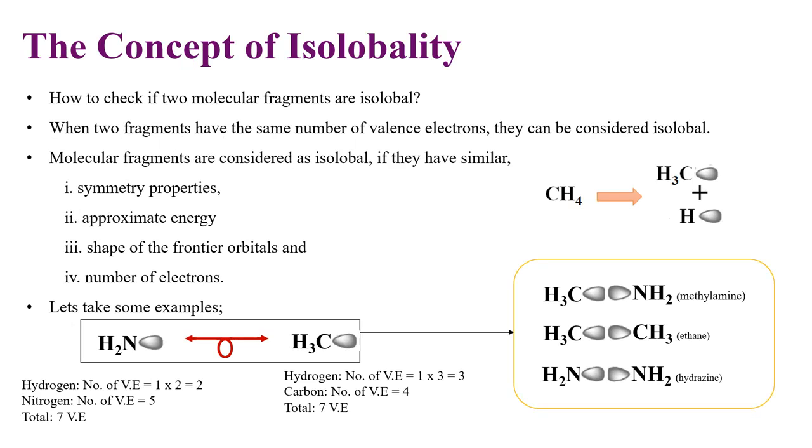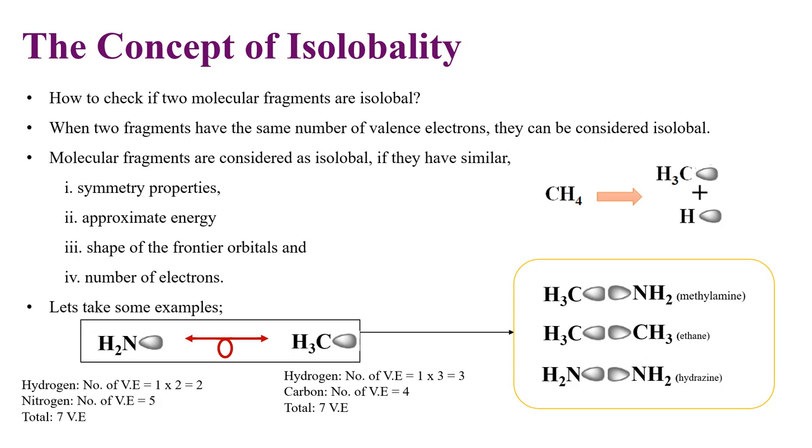Now coming to the concept of isolobality, from here onwards we will see how to check if the molecular fragments are isolobal to each other, or how to make them isolobal to each other. That is, how to construct the molecular fragments. As I said before, when two fragments have the same number of valence electrons, they are considered isolobal. Again stressing the point, the two fragments should have the same number of valence electrons.